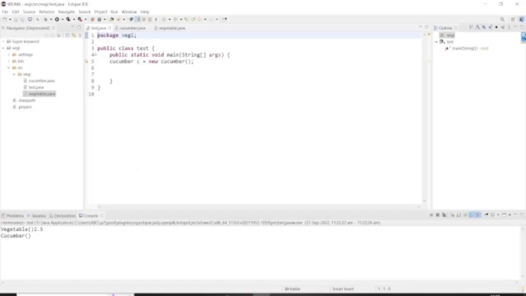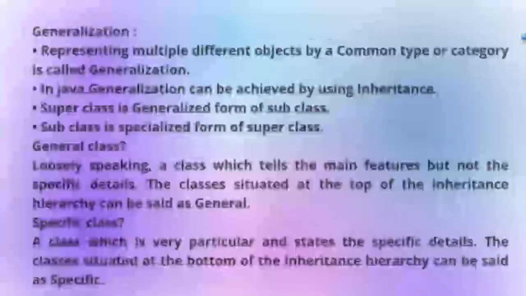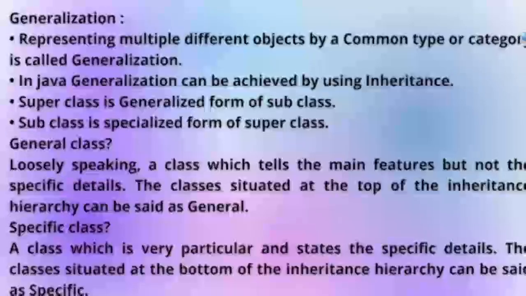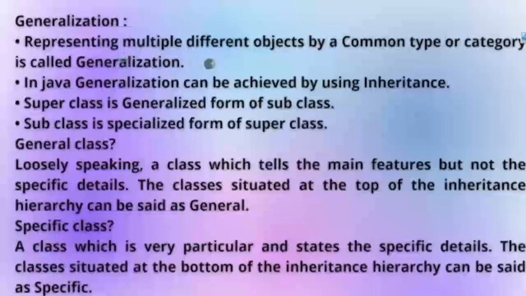So this is how you can get the output with the help of a super keyword with your constructor, or this is also called constructor chaining. The next topic that we are having is generalization. Representing multiple different objects by a common type or a category is known as generalization.